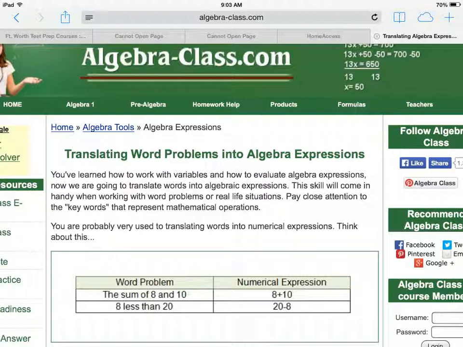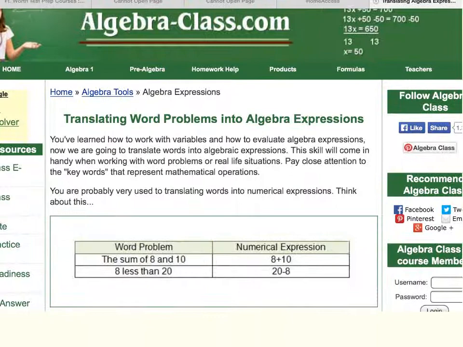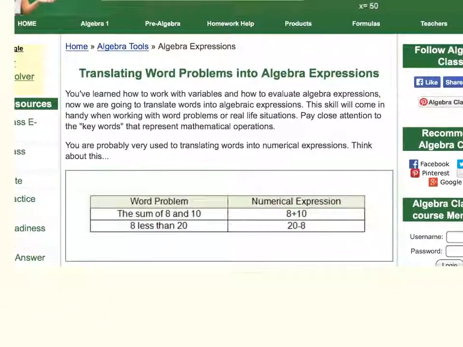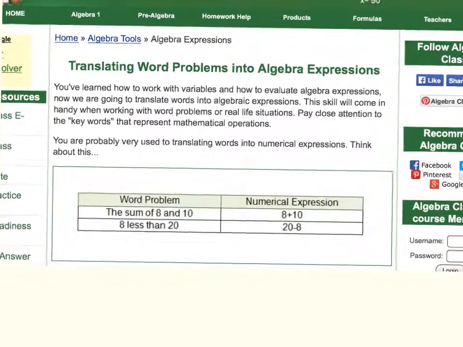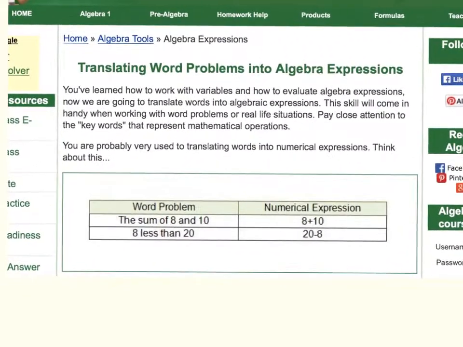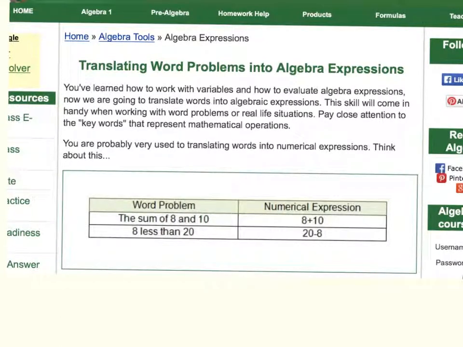It's called algebraclass.com, and you guys can use this if you ever need to look things up for algebra. It's a pretty good website, but I want to go through this title. We're going to translate words into algebraic word problems into algebra expressions. We're going to be working with word problems in real life situations, so you want to pay close attention to keywords that represent mathematical operations.